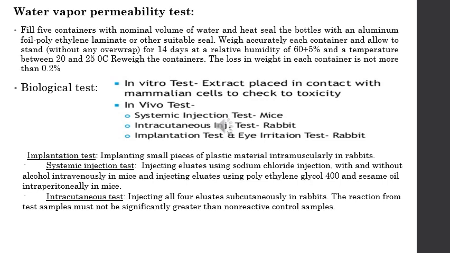Second is the systemic injection test. Here, solutions of plastic in sodium chloride injection with and without alcohol is injected intravenously in mice, or with polyethylene glycol 400 and sesame oil intraperitoneally in mice. Third test is by injecting all four solutions subcutaneously in rabbits, and there should not be any significant difference between the blank and the test sample.